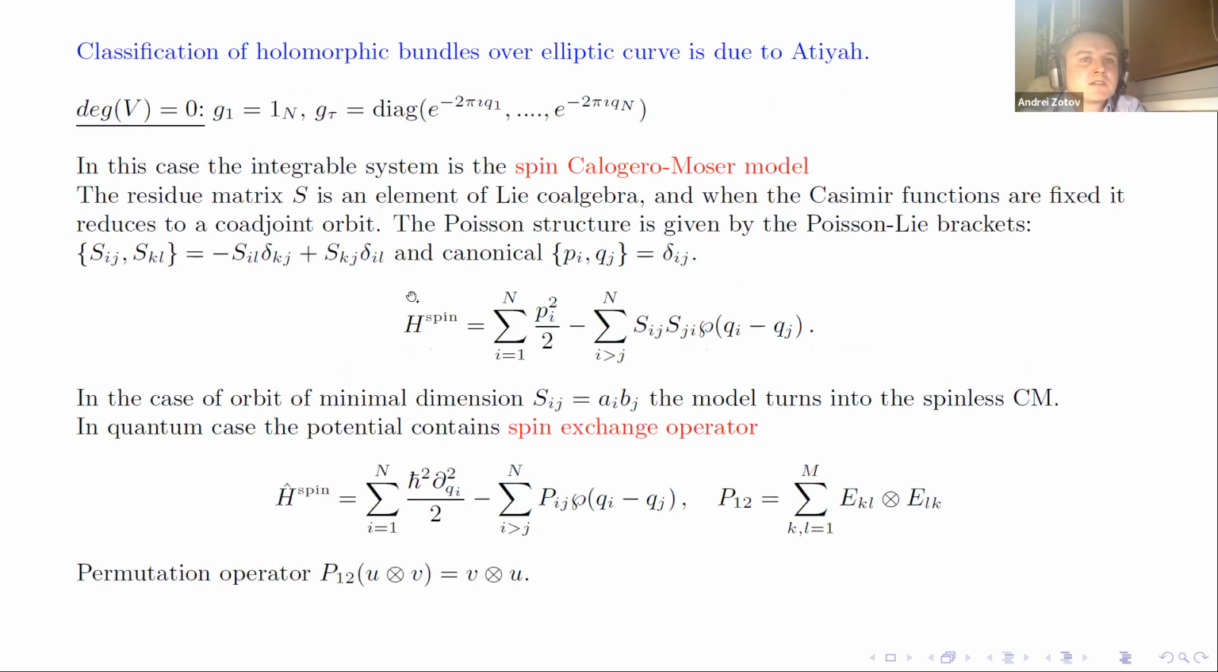And let me just give an example. The classification of holomorphic bundles is known from a very old paper by Atiyah. For example, for holomorphic bundles of degree 0, we have the following transition functions, and they lead to the spin Calogero-Moser model, which is given here in the classical case. In the quantum case, this product of spin variables is quantized to the permutation operator, which is given here. In this way, the spin exchange operator appears in the quantum spin Calogero-Moser model.